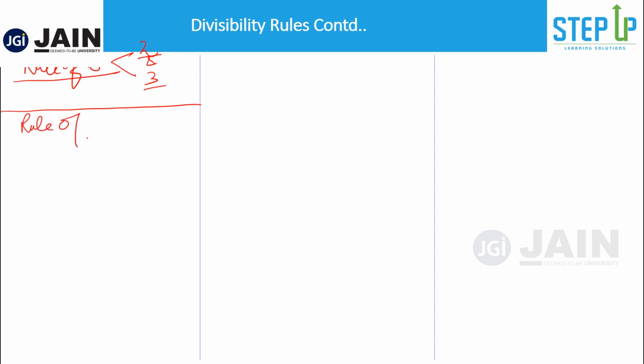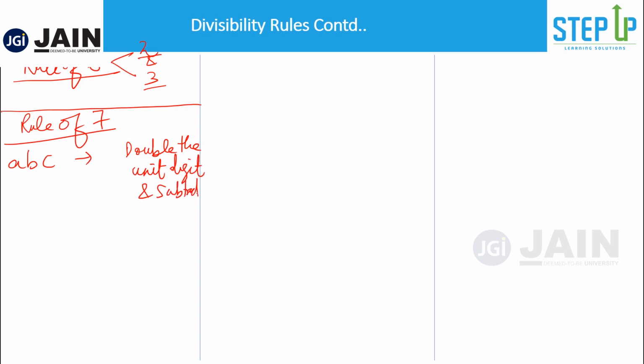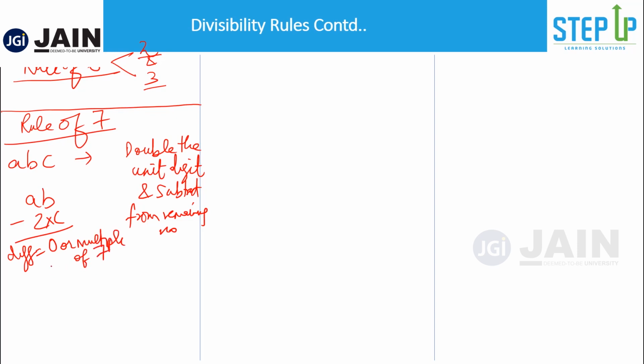Now the rule of 7 is interesting. Let's say a number is of the form ABC. What you have to do is double the unit digit and subtract it from the remaining number. That means AB minus 2 times C. If this difference is 0 or a multiple of 7, you can say this number is divisible by 7.